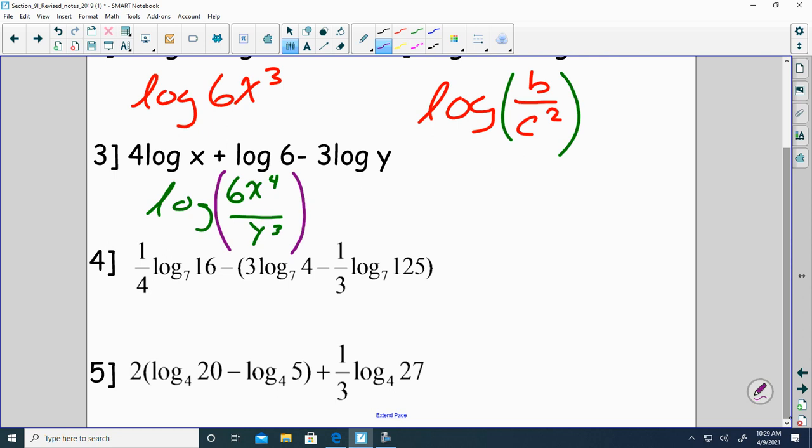All right. So my friends, 16 is going to be raised to the 1/4 power. What's the 1/4 power of 16?